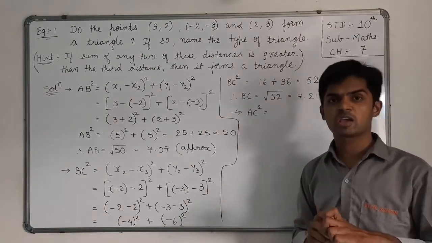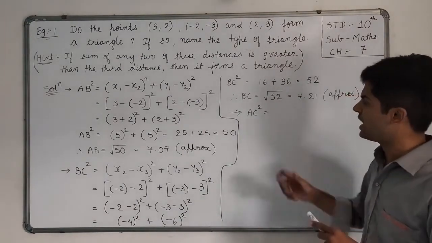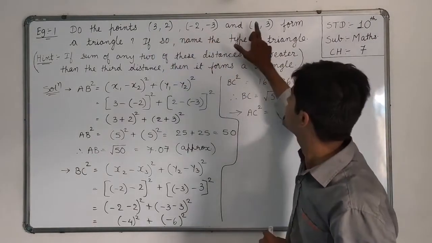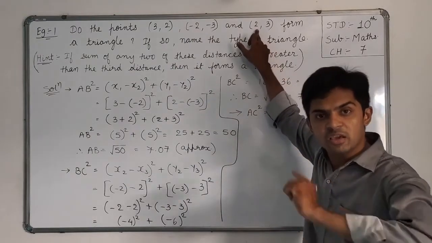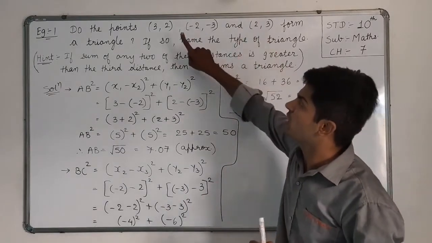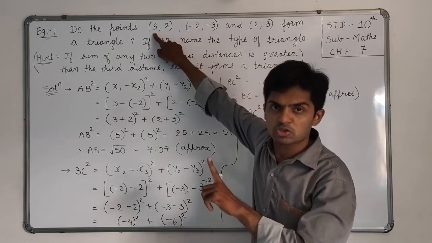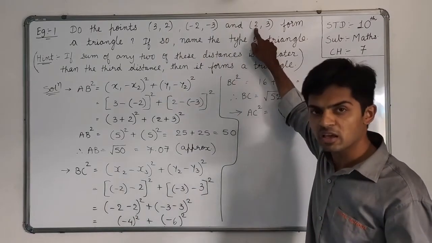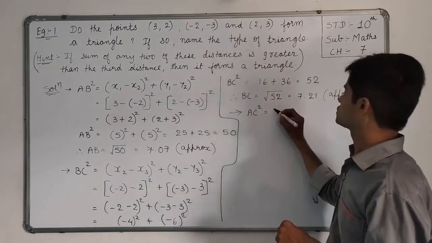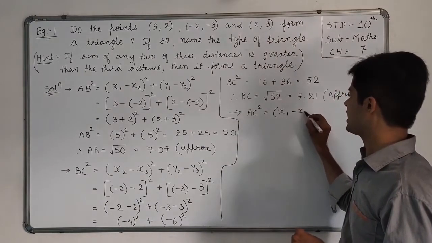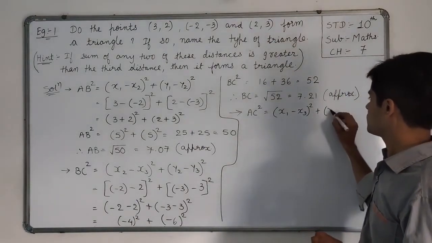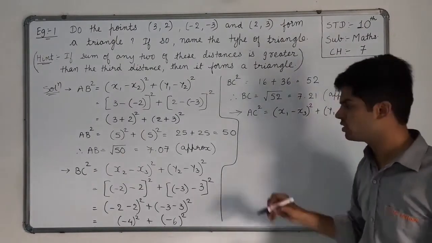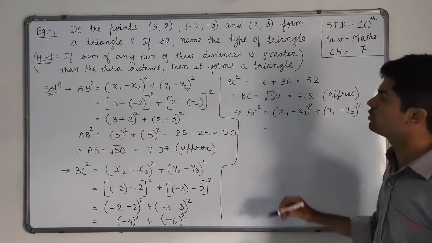Okay, अब AC square का फॉर्मूला आप खुद ही फाइंड कर लो. क्या है AC square? A के कोऑर्डिनेट्स x1 y1, C के कोऑर्डिनेट्स x3 y3. तो फॉर्मूला क्या बनेगा? फर्स्ट कोऑर्डिनेट मीन x1 minus x3. Understood? Okay, so x1 minus x3 whole square plus y1 minus y3 whole square. Very simple. Understood?